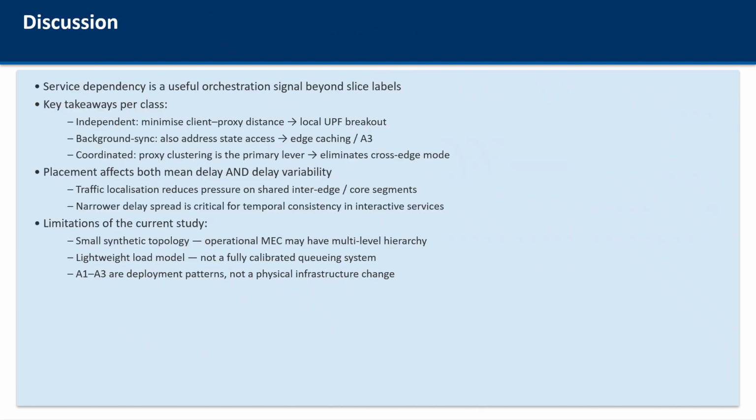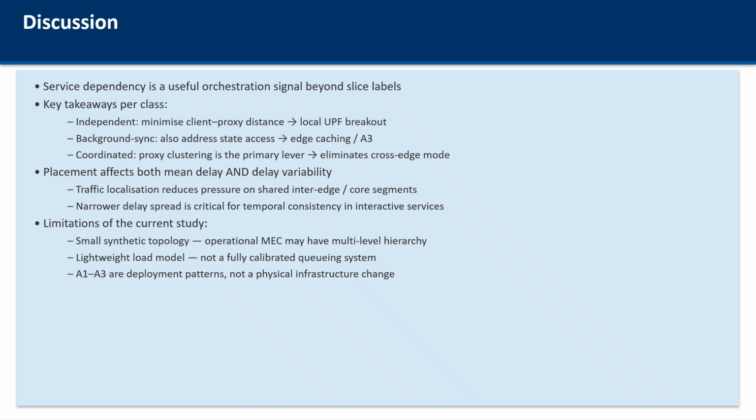Let me now discuss what these results mean more broadly. The main message is that service dependency is a useful orchestration signal that goes beyond the coarse granularity of slice labels. For each class, there is a clear primary lever. For independent services, it is client proxy proximity. For background synchronized services, it is also managing state access, and for coordinated services, it is proxy clustering.